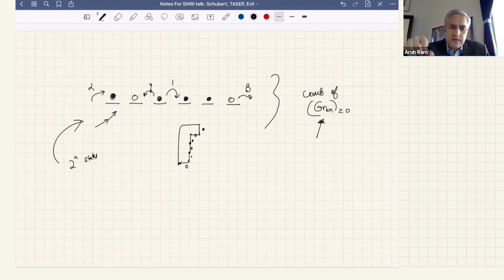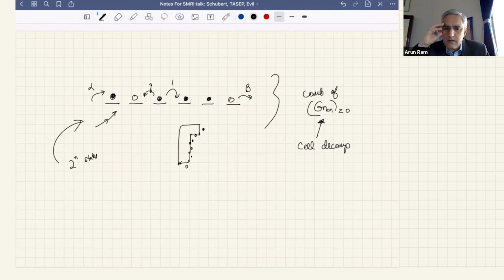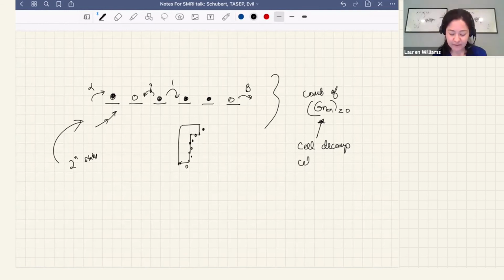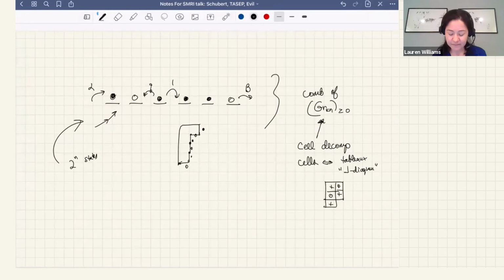Wait, sorry, Lauren, I spaced out for a second. How did you get to those with the cells of the totally positive? Right. So this is a cell complex. It has cells which can be labeled by certain tableaux called Le diagrams. Their fillings, they look something like this.